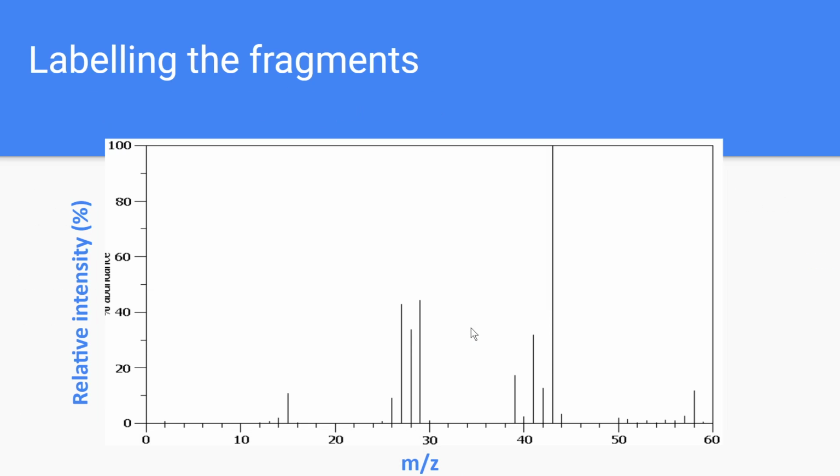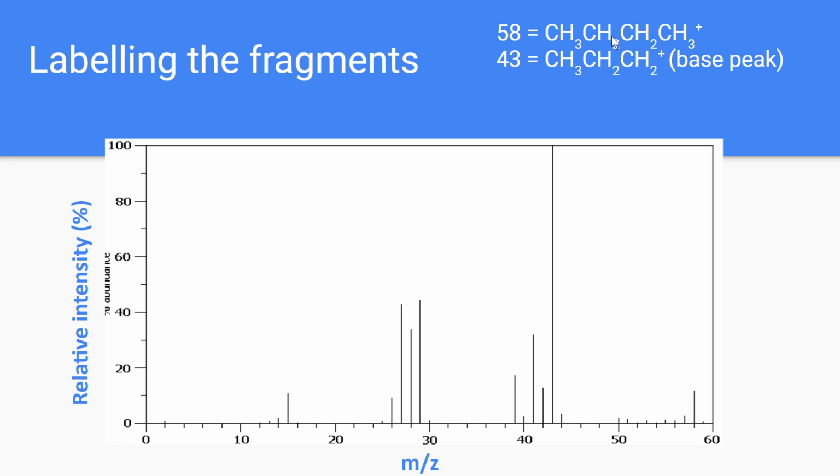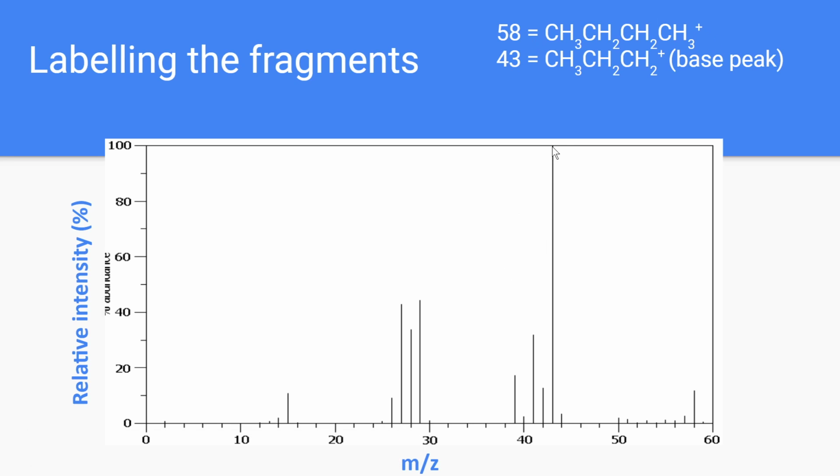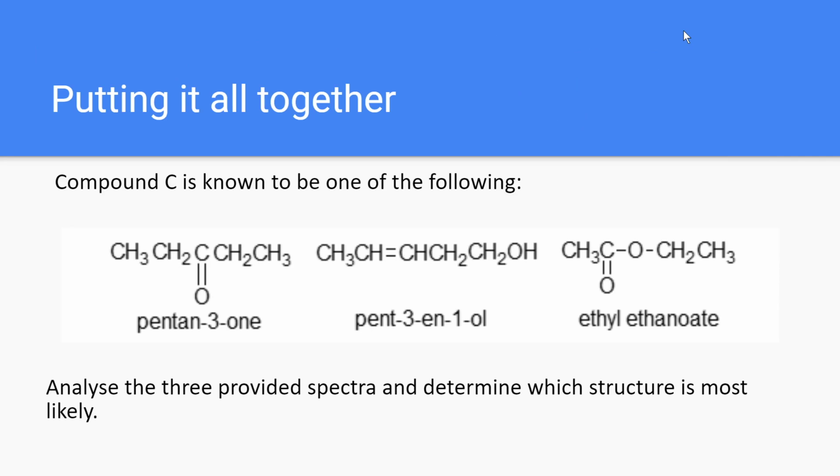Okay, so labeling the fragments. 58 will be, well, it's this butane. The base peak at 43 will be this common one, which is CH3, CH2, CH2. 29 will be CH3, CH2 plus. Notice all these have pluses on them because they're positively charged. And those are how we label the fragments.